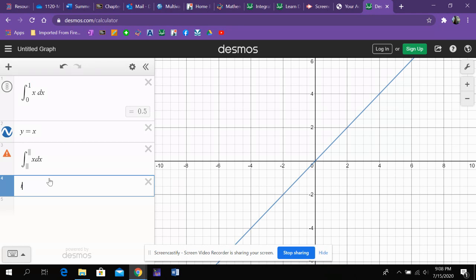And of course, you could integrate more complicated functions like x times e to the x squared times, let me get out of the exponent, natural log of x. And it can tell you that answer too. So Desmos can be a pretty great, handy way to integrate things.